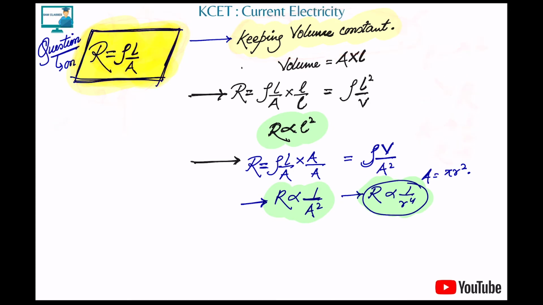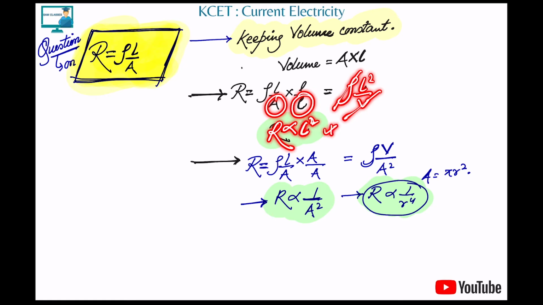Okay, so R is equal to what? Rho L by A. Now we need to bring in the constant volume part, so that R is proportional to something with just one variable. Volume is equal to what? Area into length, correct, everybody knows. So we'll multiply top and bottom by length. So we'll get R is equal to rho L square by volume. So this is constant, this is constant. So directly we can say resistance is directly proportional to length square, and we can solve it.